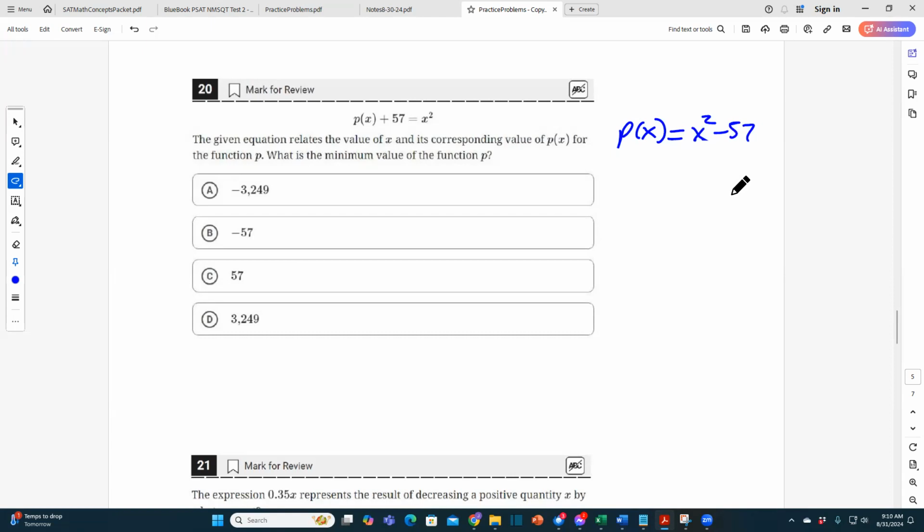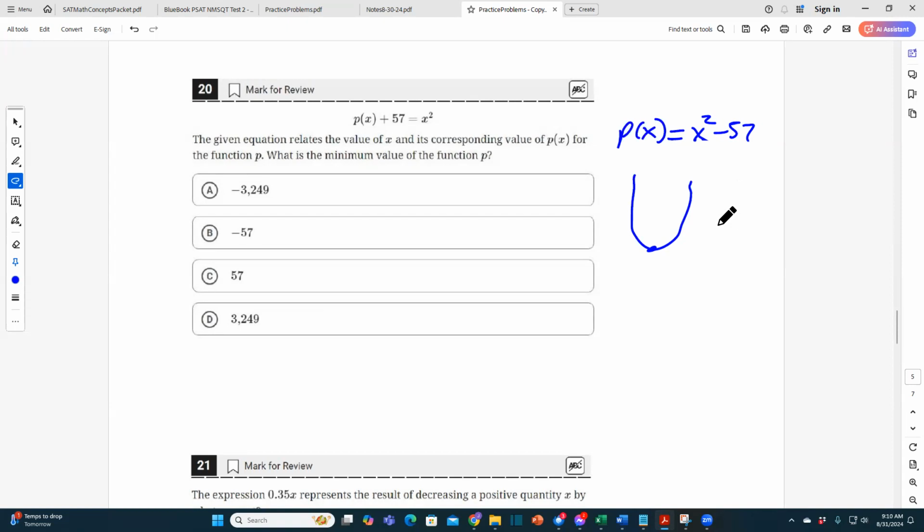And what type of function is this? x squared, that's going to be a quadratic, or parabola. A parabola has a min or max at the vertex. The coefficient of the x squared is positive 1. So when it's positive, it opens upward. So the minimum will be at the vertex.